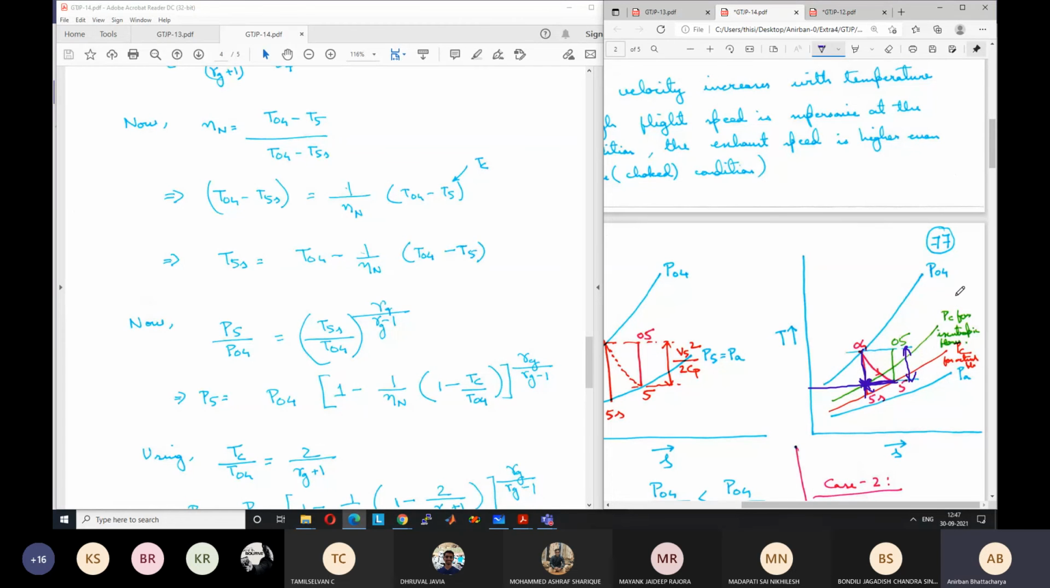This is the expression. So when we are solving numerically, don't memorize this expression. We should go through the steps and actually find out what will be the pressure. But if you want to write in expression form, this is the expression.